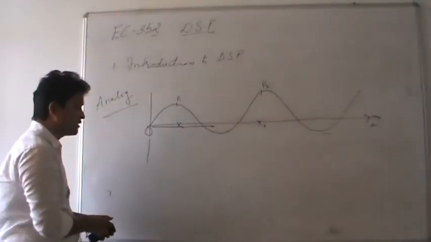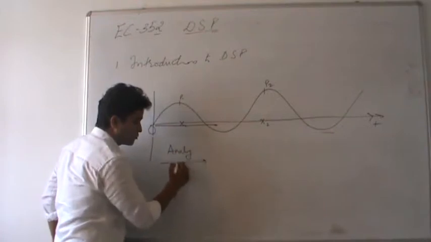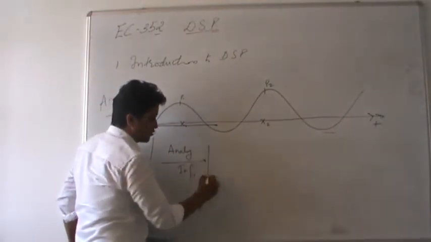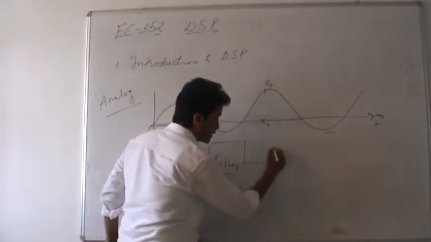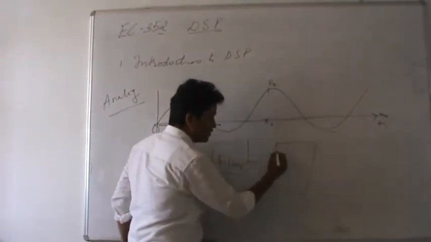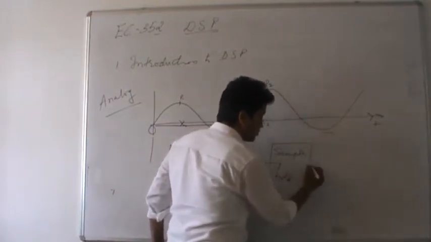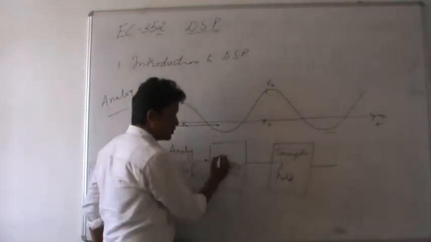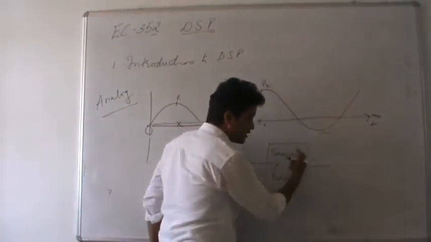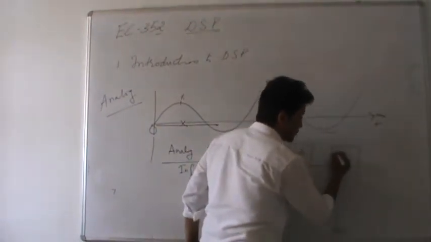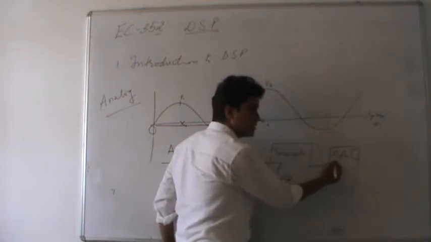I can say that for digital signal processing, we have analog input information or signal. We will use some kind of filter to filter out unwanted noise from that signal. We can use a sample and hold circuit to sample that input information, to get samples from the input information which is continuous in nature. That sample information can be converted to digital format using a digital to analog converter, DAC.